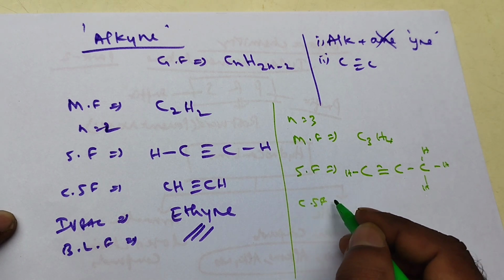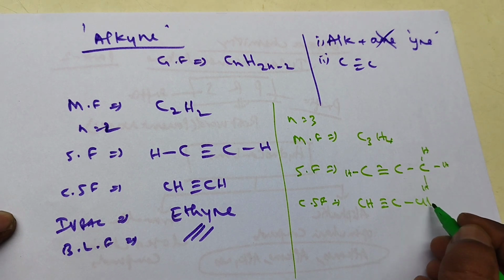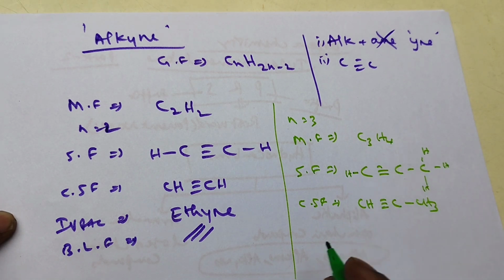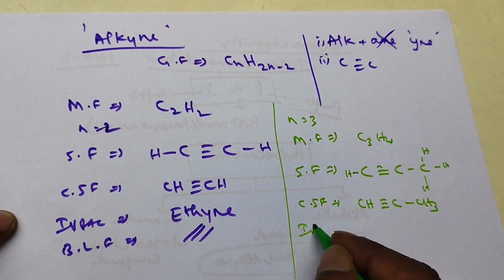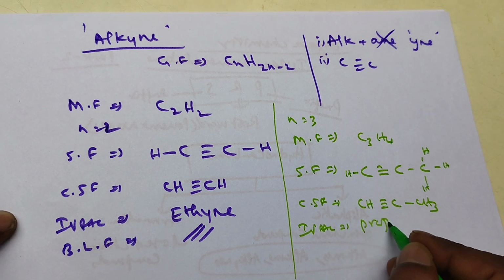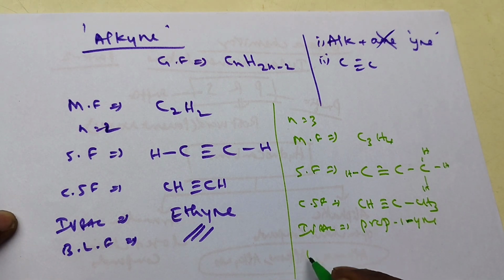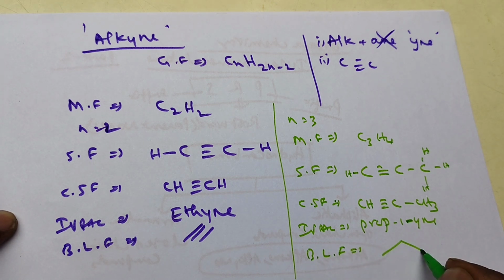The condensed structural formula: CH, triple bond, C, CH3. 3 plus 1, 4 hydrogen atoms. And its IUPAC name: 3 carbon atoms, so you say prop. And in the first carbon atom we have a triple bond, so put a hyphen and yne. And what is the bond line formula? You have to put 3 carbon atoms. Yes, that's all.